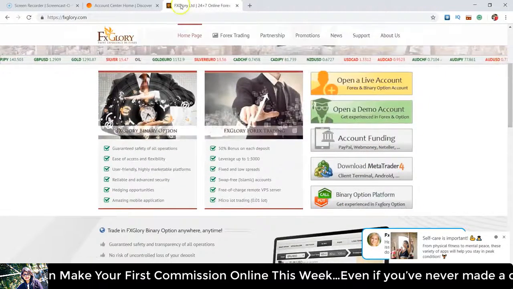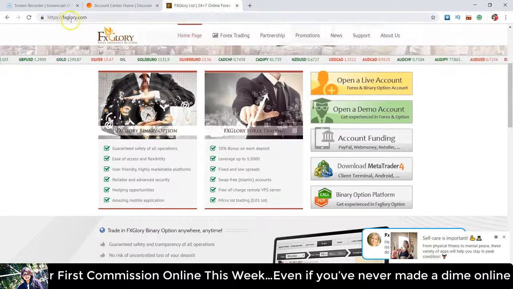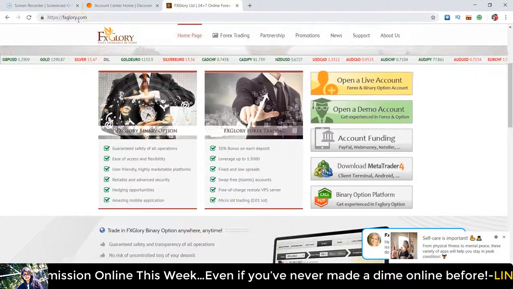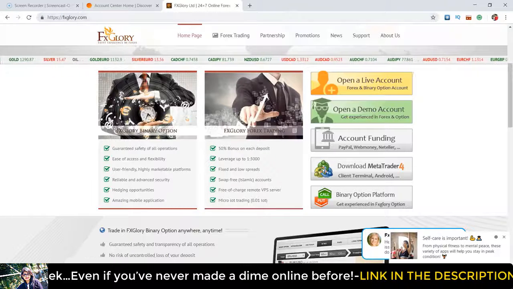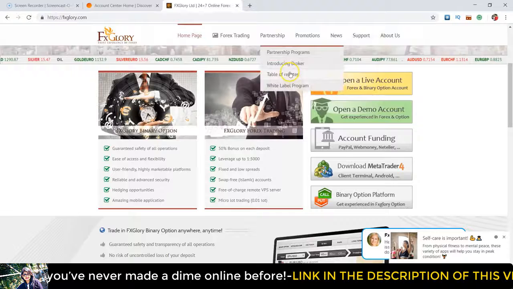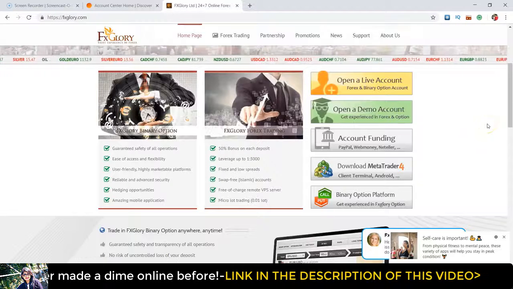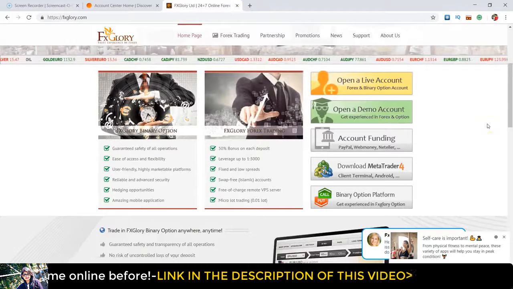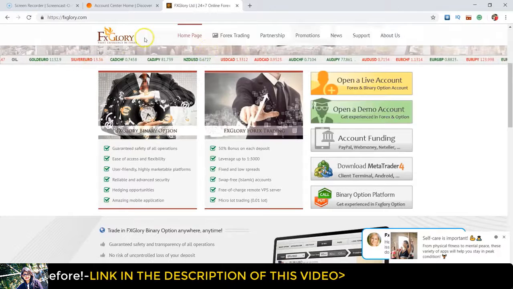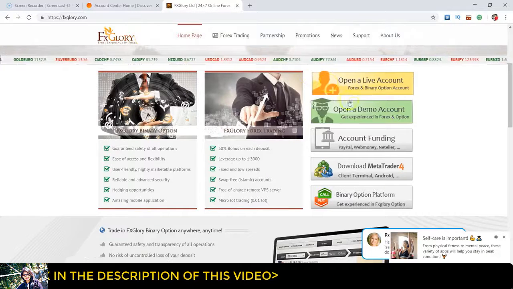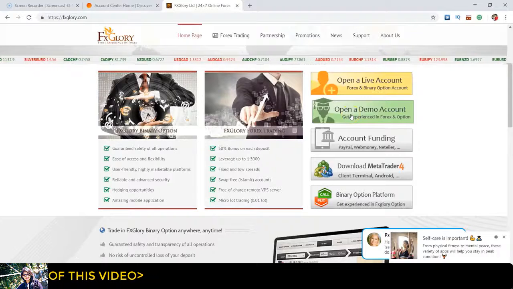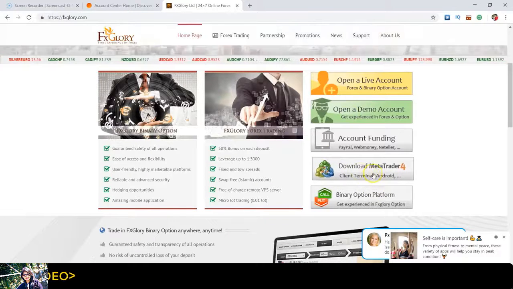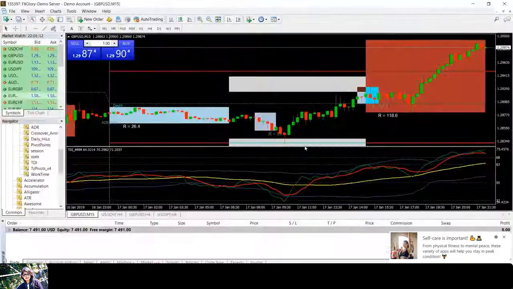So you can go to fxglory.com, and I usually just use FX Glory to trade demo. You could also use Trader's Way to trade demo as well. But when trading live, every now and then I might use FX Glory, but I'll use tradersway.com. Like I said, you can go to FX Glory, click on open a demo account, download the MetaTrader 4, which is this right here. This is what it's called, the MetaTrader 4.